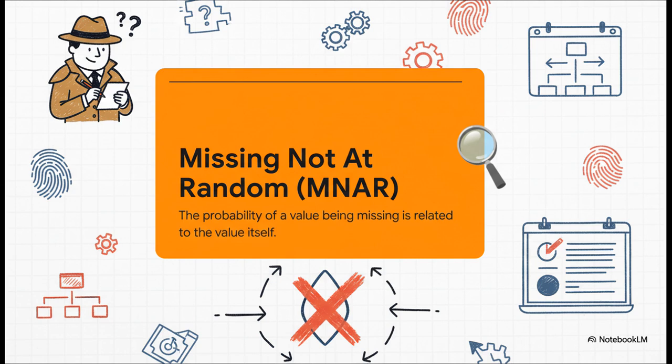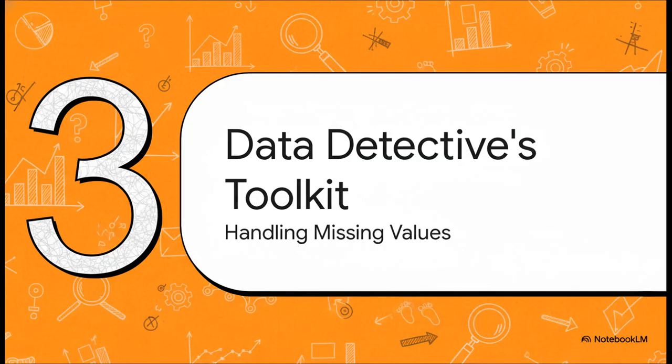This is the trickiest one to solve, because the reason for the gap is the very information we're missing. So for example, people with the most severe depression might be the most likely to skip questions about their mood. The missingness itself is the data. So, we've identified the clues, we know what kind of missingness we're dealing with.